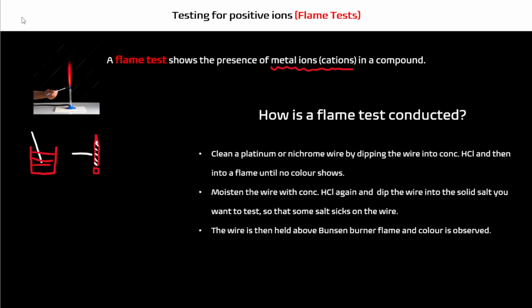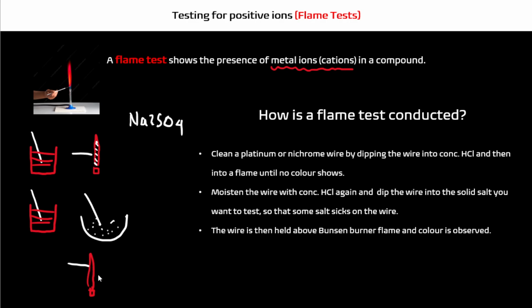So what you would do is dip your wire into the HCl again, and then this time, if you want to test, let's say, sodium sulfate, this will be your sodium sulfate salt, and you're going to soak your wire into this bowl, and then bring it over to the Bunsen burner again.